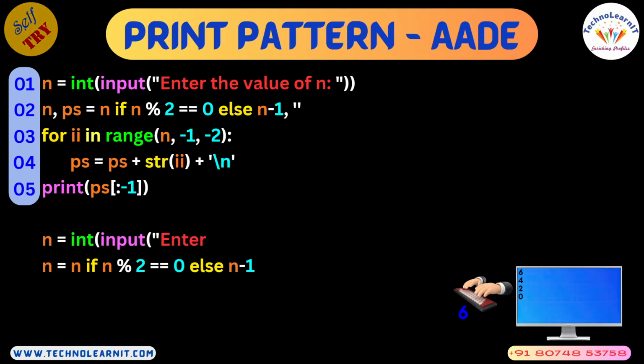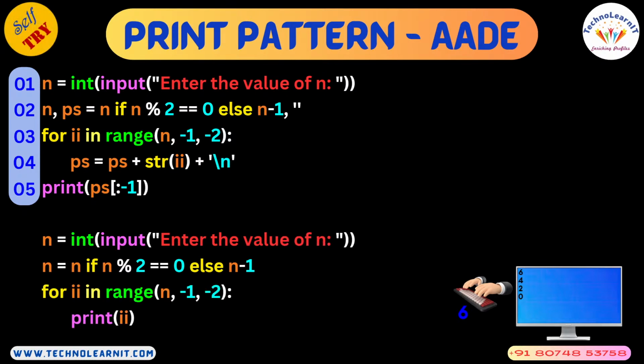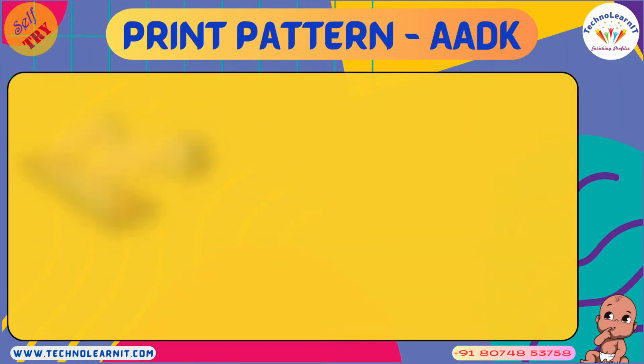If you don't want to use string manipulation, again it's the same story. Use for loop, use same range function, and print the value of i. Automatically print will be moving to the new line, and that's what we want in this case. Excellent. Let's move on to the next print pattern.